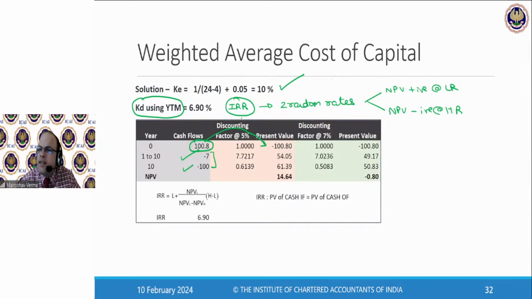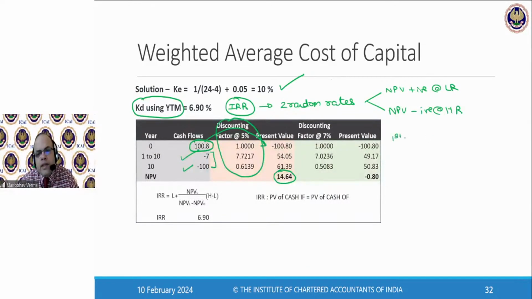What I did was, right now you can concentrate on the screen. I picked a rate of 5%, guys. What did I get in terms of NPV? Net present value, I got 14.64 by using a discounting rate of 5%. I told you that we need two NPVs, one negative and the other positive.